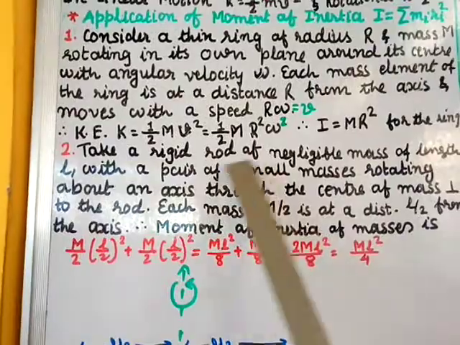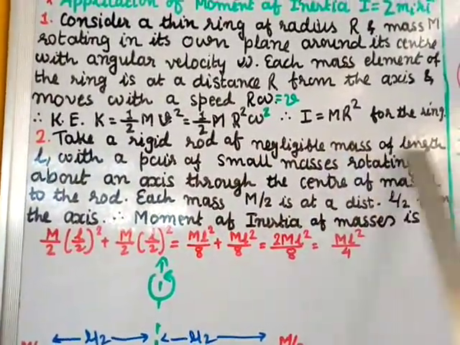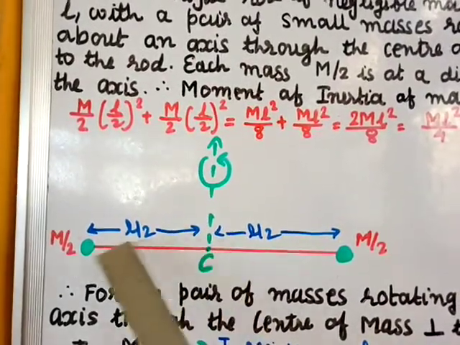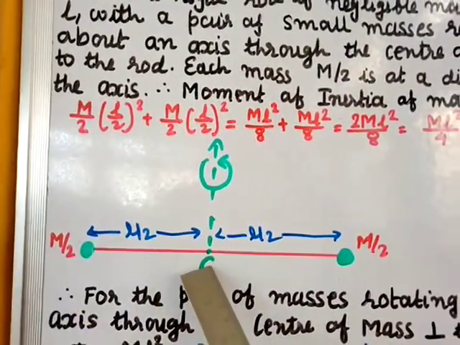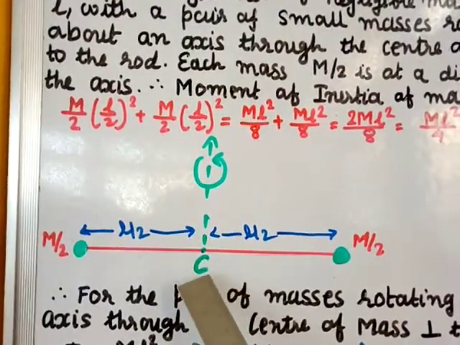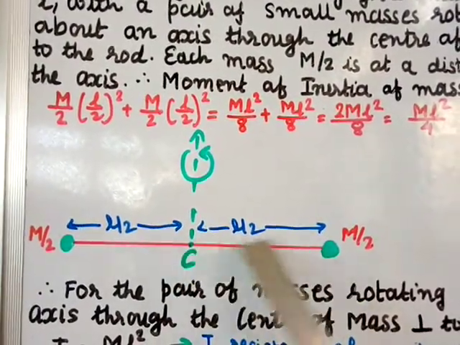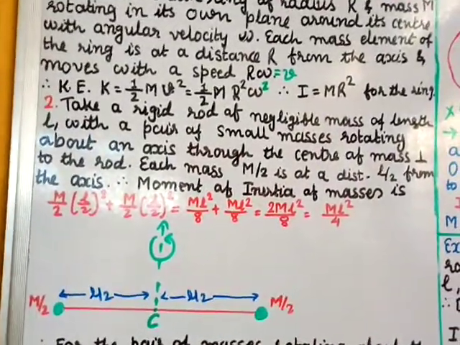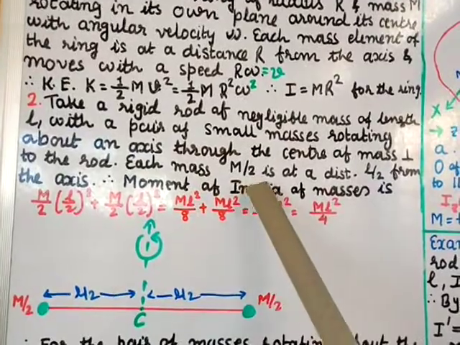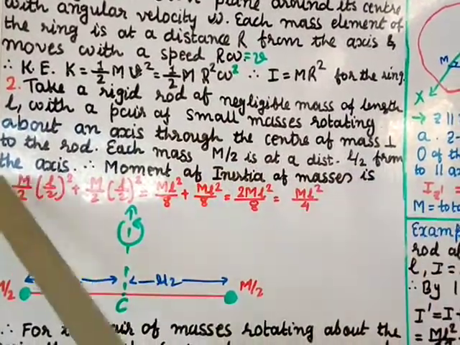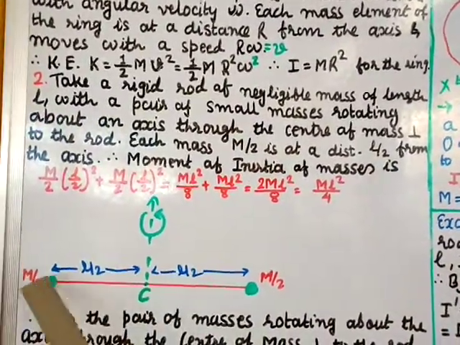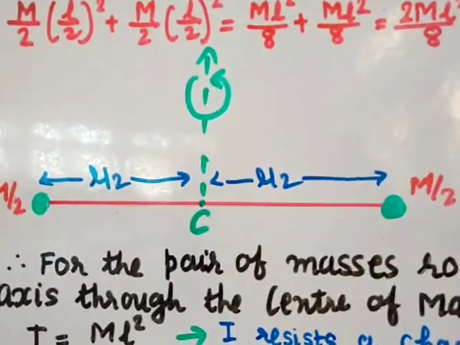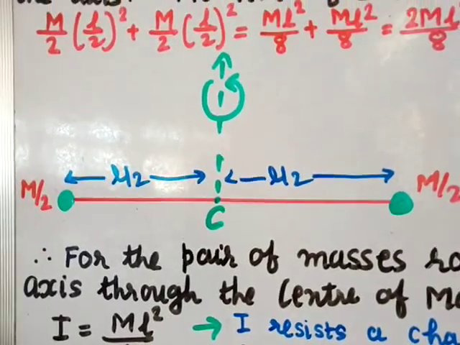Take a rigid rod of negligible mass of length L. This is L and this is the center. If this is the center, then from this mass to the center is L by 2, and from the center to the other mass is L by 2. Each mass m by 2 is at a distance L by 2 from the axis.